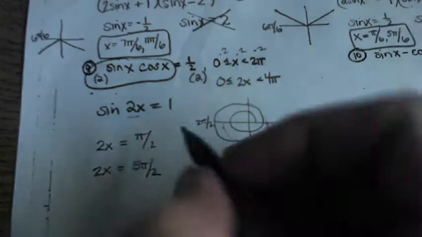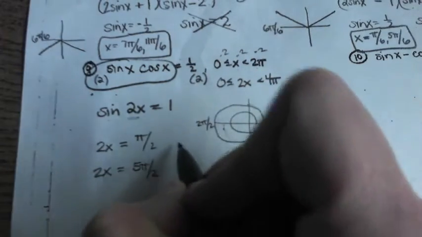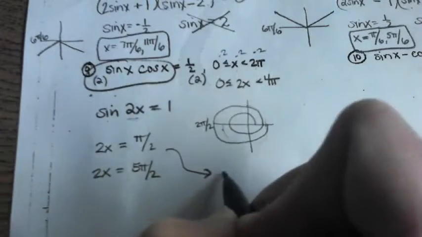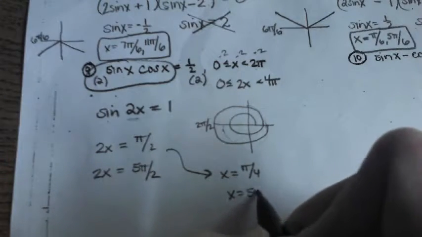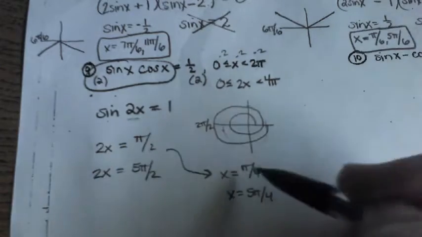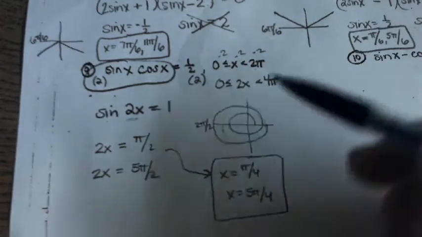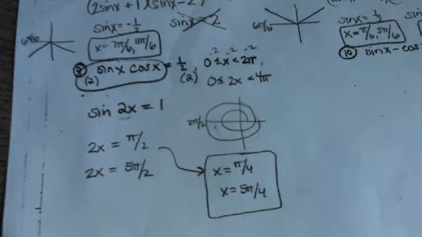Then when you divide both sides by 2, you're going to get x equals pi over 4 and x equals 5 pi over 4. And so your 2x answers are between 0 and 2 pi, as they should have been.